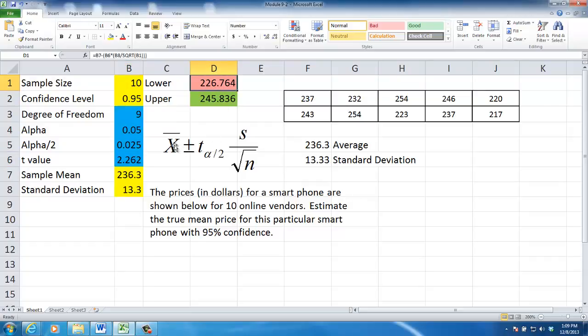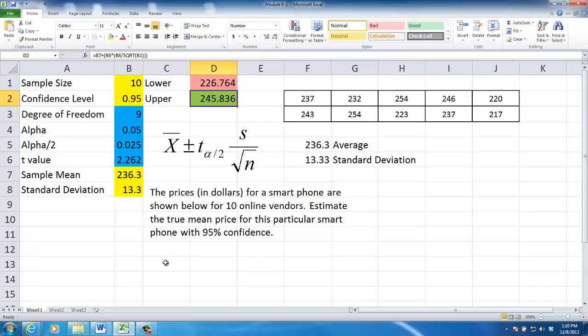So x bar, which is B7, first, minus t alpha divided by 2, which is B6, times standard deviation divided by square root of n. So standard deviation is B8, we already found, B8 divided by SQRT of sample size, B1. So this is the lower end, and for the upper end the only difference is that, instead of minus, I put a plus sign.